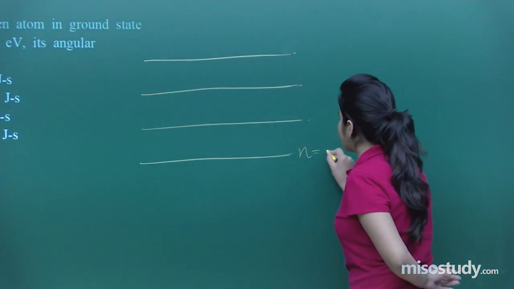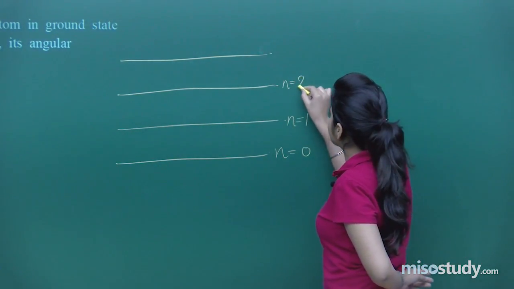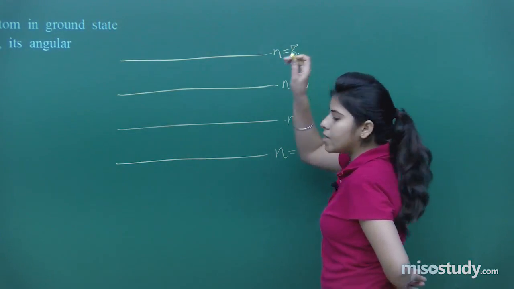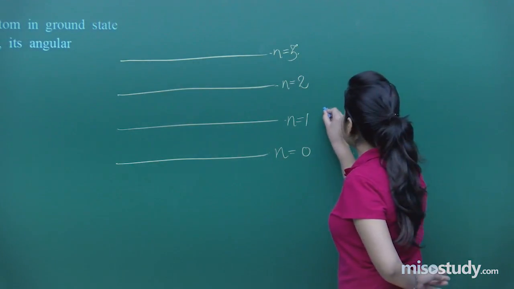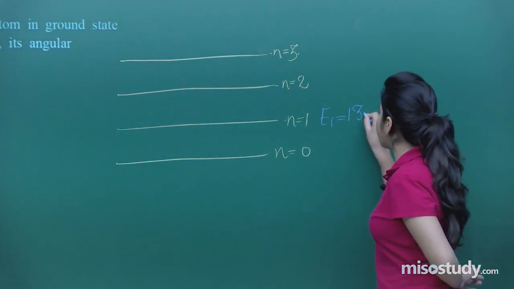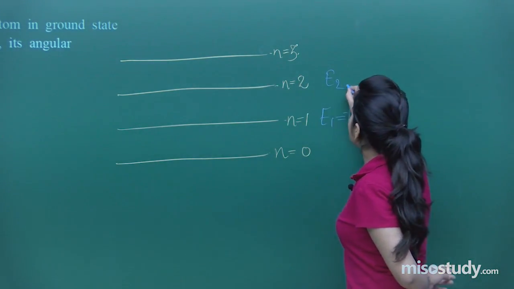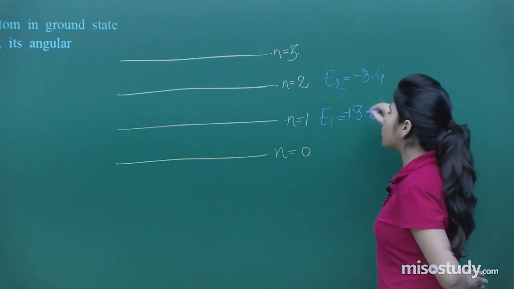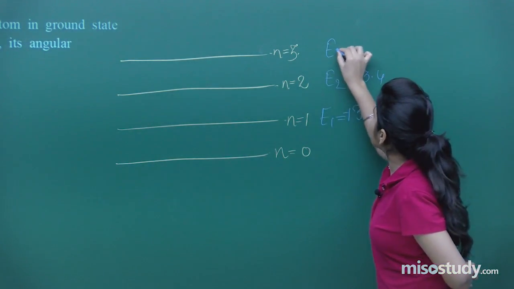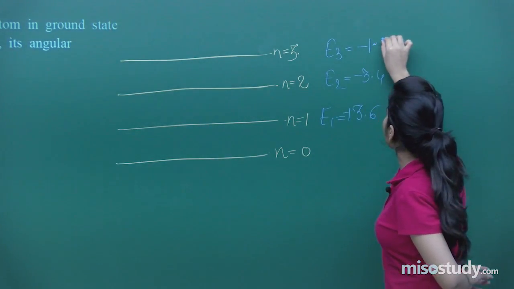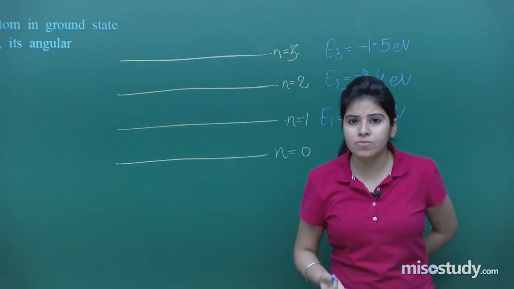If I show you the energy levels, say this is n equals 0, this is n equals 1, this is n equals 2, and this is n equals 3. You know that for the energy levels, E1 equals minus 13.6, E2 is something like minus 3.4, and E3 is nothing but minus 1.5 electron volt. I am talking about approximate values.